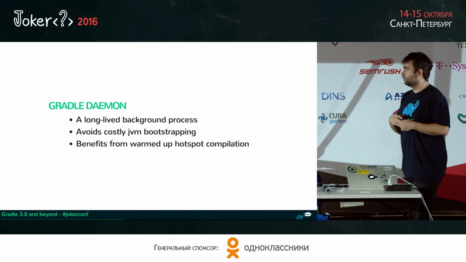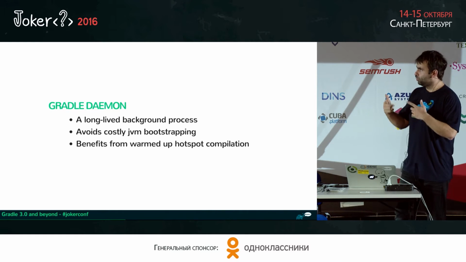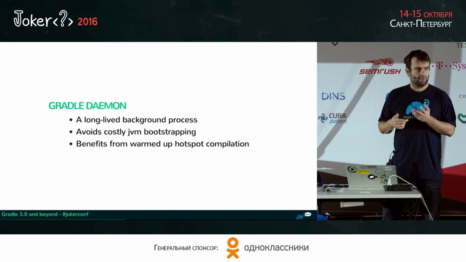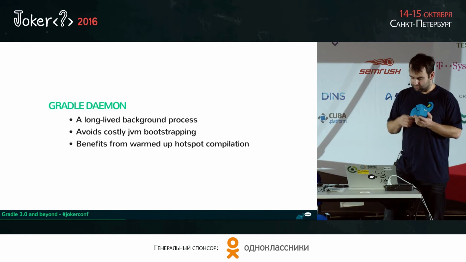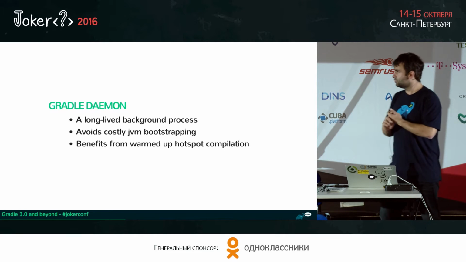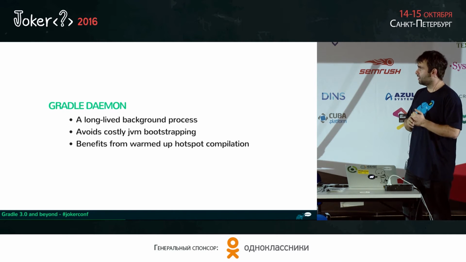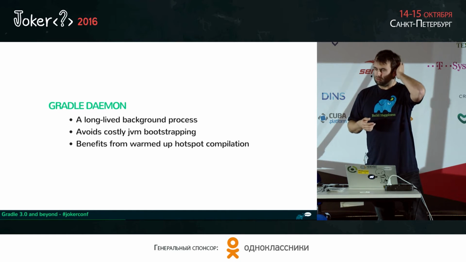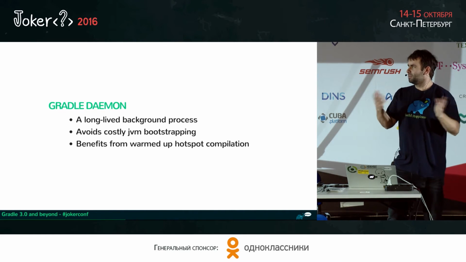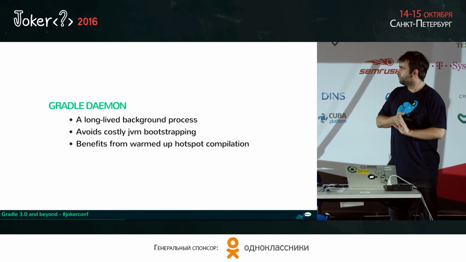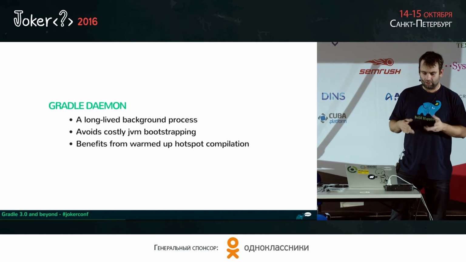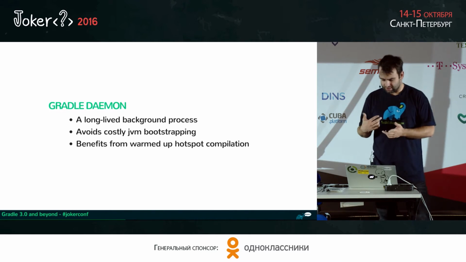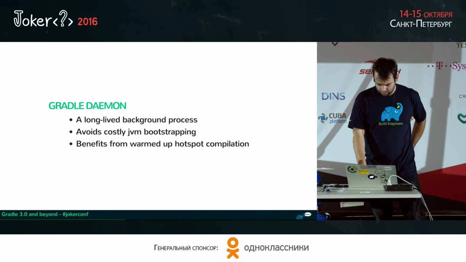Also, every build, or multiple builds in a row, gets executed by the same JVM. That saves us the costly JVM bootstrapping. The other thing we noticed is that the HotSpot compilation is much more efficient. It depends, of course, on the build, but the 6th build in a JVM is usually much faster than the 2nd. That's based on warmed up HotSpot compilation.